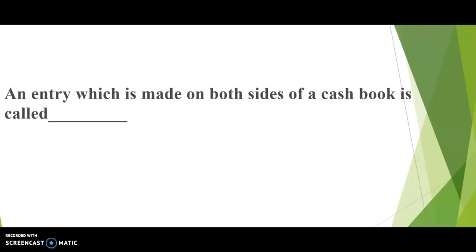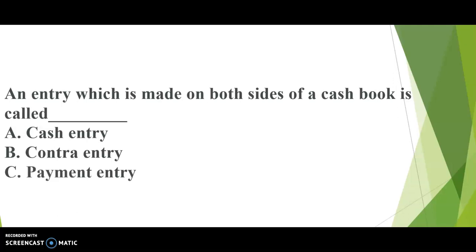An entry which is made on both sides of cash book is called cash entry, contra entry, payment entry, and compound entry. So whenever any entry which is made on both sides of cash book, it is called contra entry. When we discuss the contra entry, it is recorded on the debit side as well as credit side of cash book when the cash transaction is recorded.